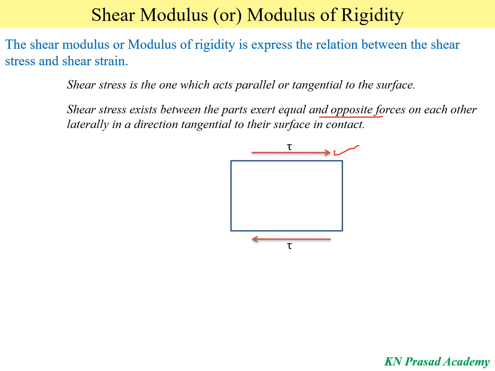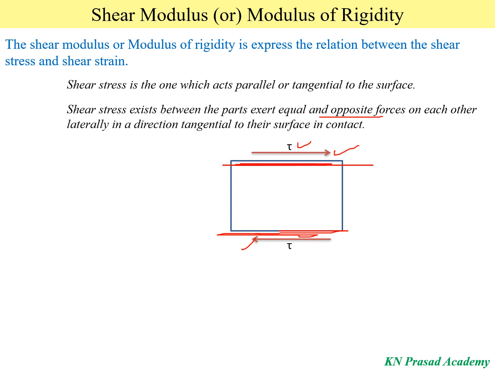So in the diagram we have to observe that. Here we are applying equal amounts of shear stress parallel to the surface and opposite in direction. One is on the right hand side, another on the left hand side. So equal shear stress, opposite in direction, applied parallel to the surface at the top and bottom surfaces.